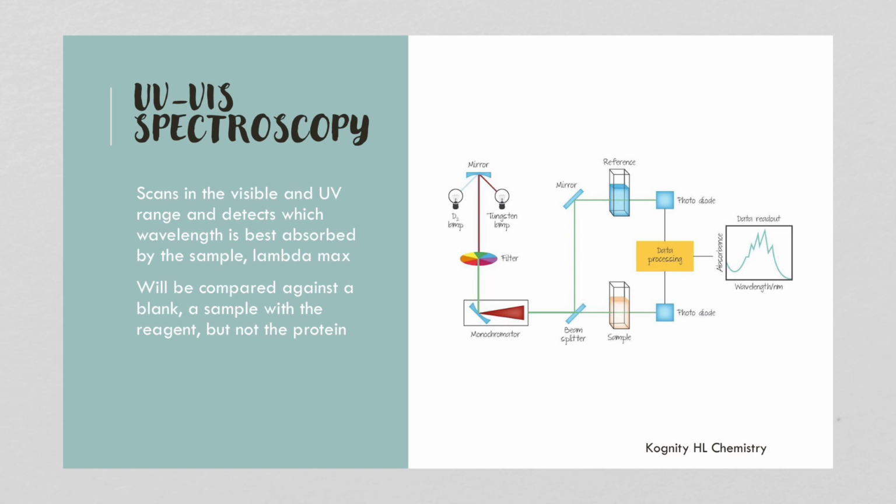We can also use something called UV-vis spectroscopy. It scans in the visible and the UV range and will detect which wavelength is the best absorbed by the sample, and that's known as lambda max. It will be compared against a blank, so the sample without the reagent, or with the reagent but not the protein. So this is the complicated little diagram. So you can go through, you find out, and then it'll detect.